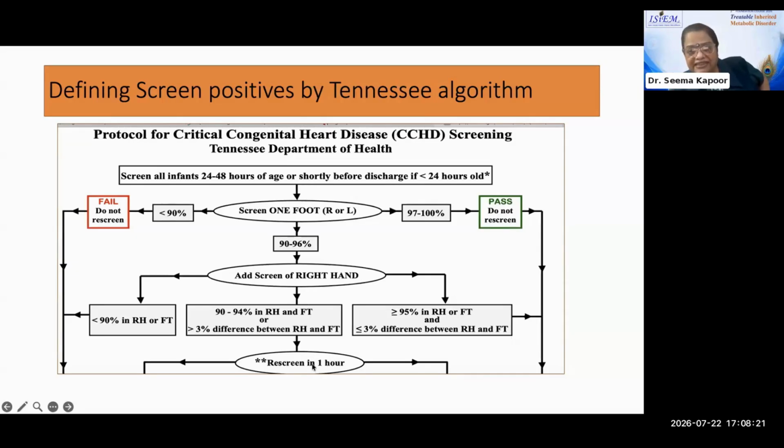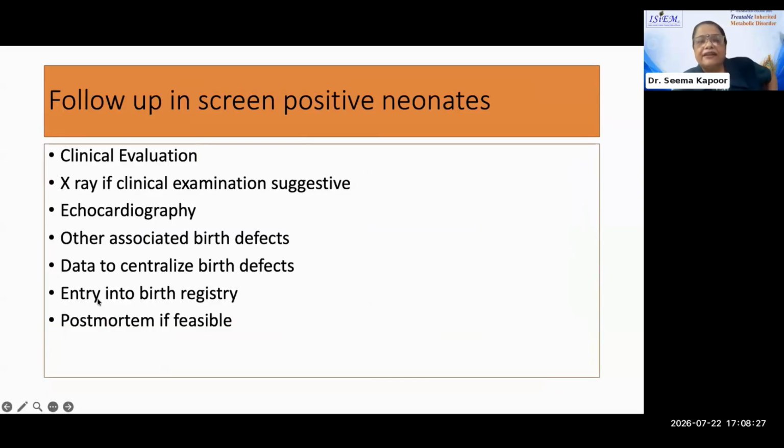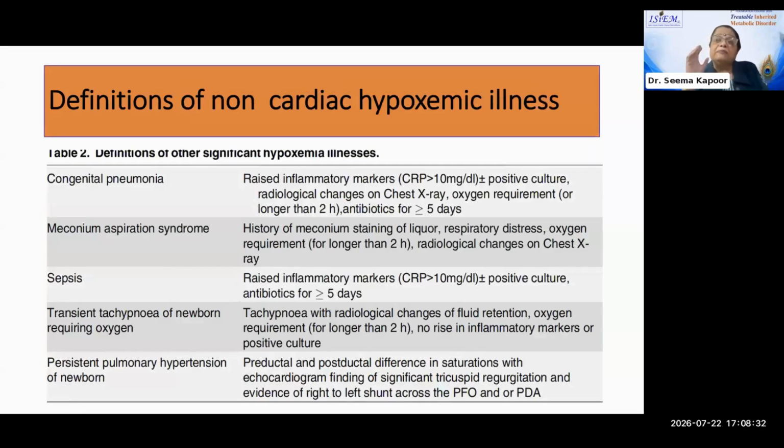Obviously, you will go and do a clinical examination, do a chest x-ray, and do an echocardiography, and look for other associated birth defects, and take this child for surgery. What has been the biggest learning that we have learned? Not only does it pick critical congenital heart disease, it picks up congenital pneumonia, meconium aspiration, early sepsis, transient tachypnea of newborn, and persistent pulmonary hypertension. So these are non-cardiac hypoxemic illnesses. So imagine how much SDG goals can just be achieved by just one pulse oximetry phenomena.